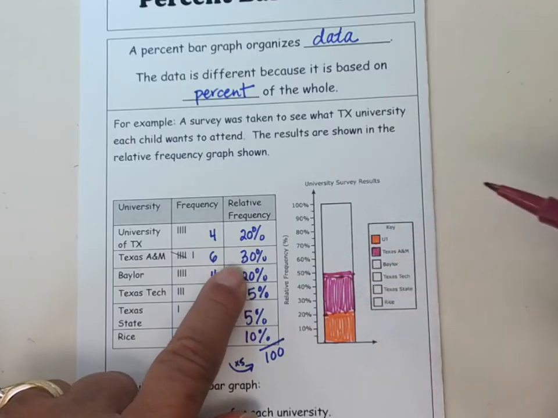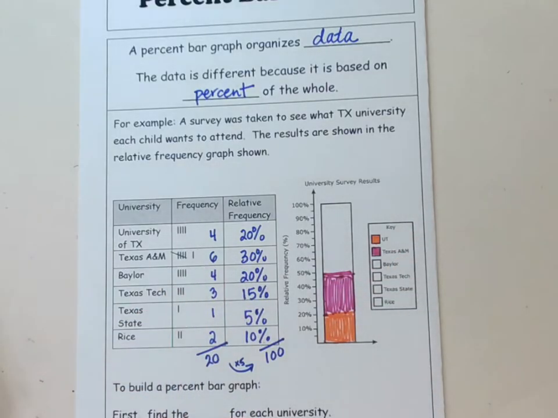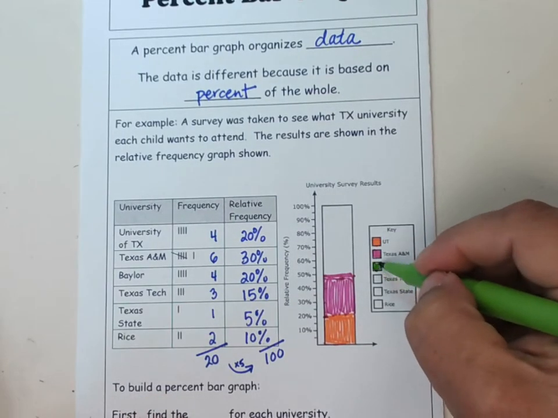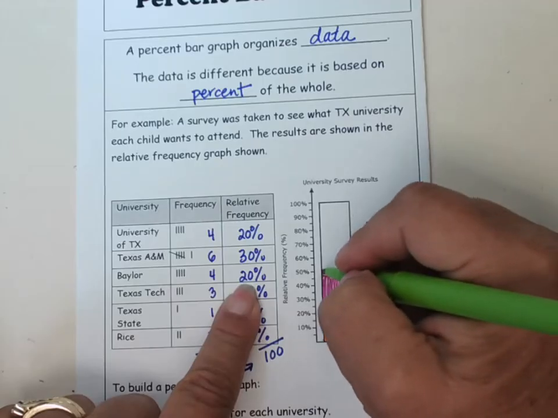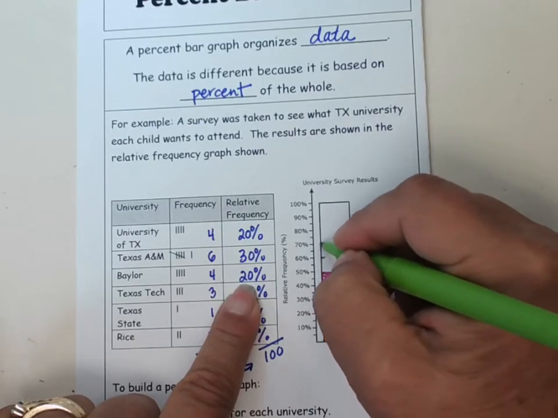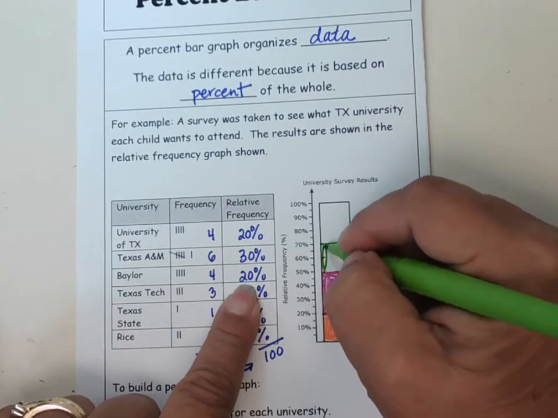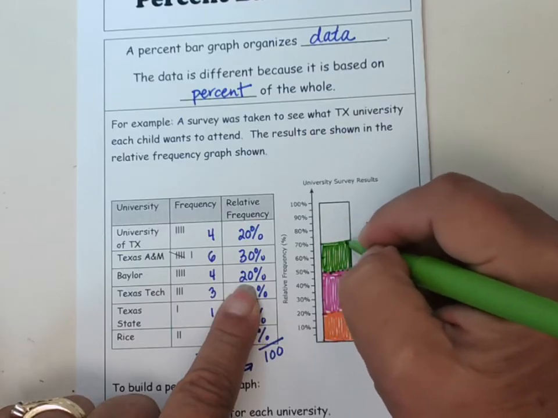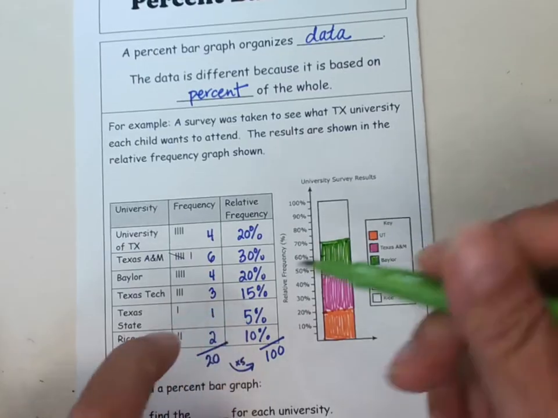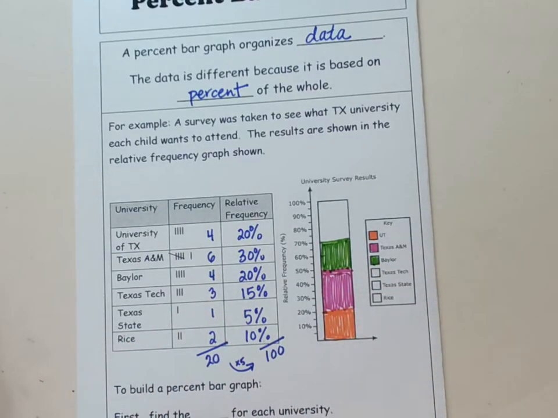Okay, and then Baylor. Baylor, we're going to do green. So Baylor is another 20%. So from 50, 60, 70, Baylor goes up to the 70 mark because it's from 50 to 70, right? That's 20%. Texas Tech. Texas Tech is red.